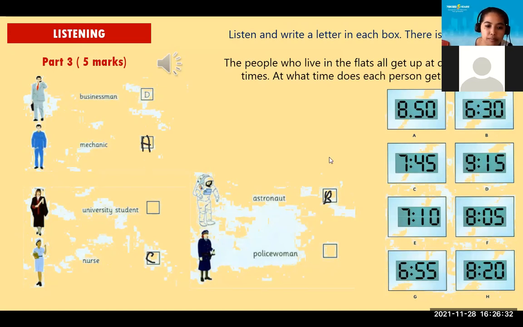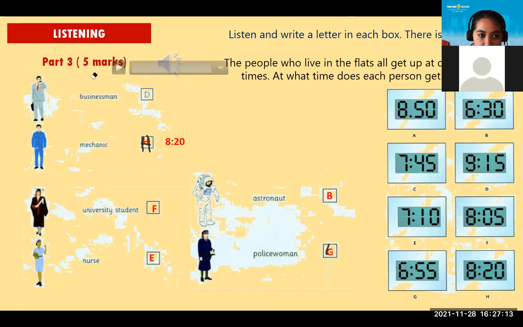That is the end of part 3. Okay, so you write your answers now. So this time we are going to check your answer. So we have H, very good. Mechanic is 8:20. University is letter... What is this one? Let me erase first your answer so that I can see. Okay, so this is letter F. University student, and letter E for you. Nurse. Okay, astronaut is B. Very good. And for policewoman is letter G.